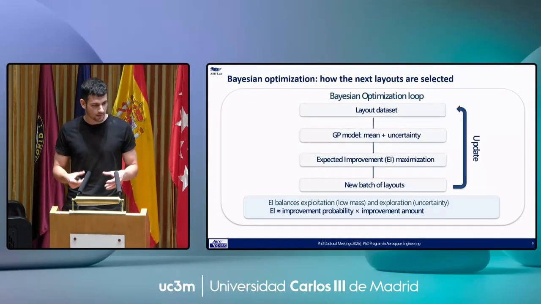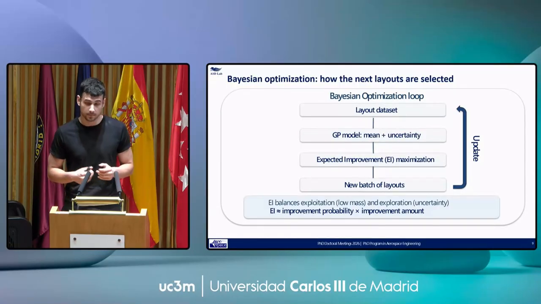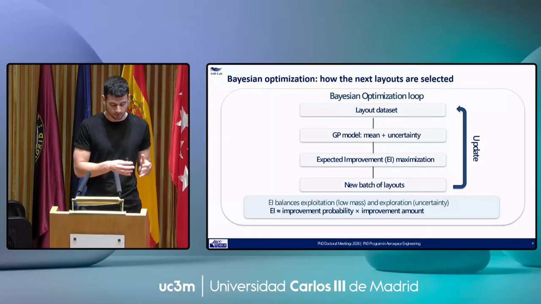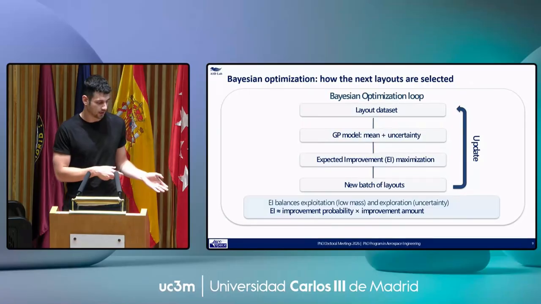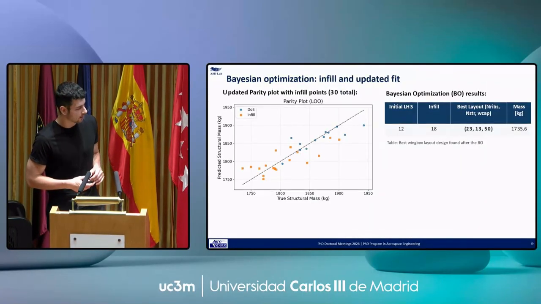Now, the Bayesian optimization loop basically works by using the GP model in order to evaluate the expected improvement, which is a quantity based on the improvement probability times the improvement amount. And if we maximize this, we can select the next layouts to evaluate based on either exploitation of good regions or exploration of uncertain ones.